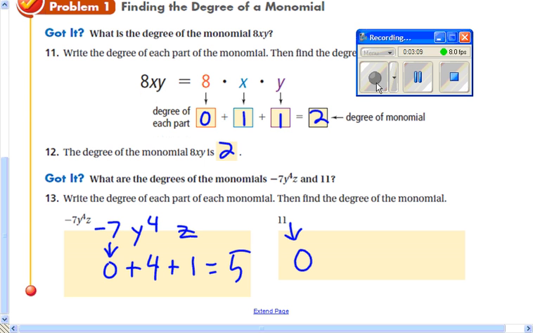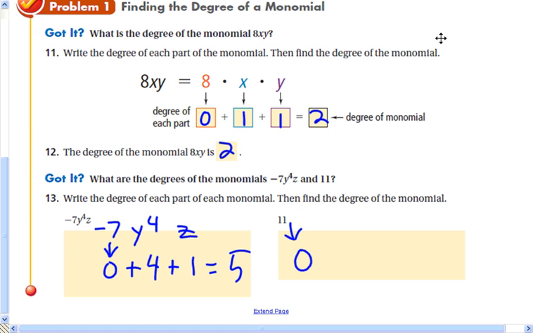All right, here are your answers. Remember that the degree of any non-zero constant is 0. So we use that in this problem, and to know that we're not going to add anything because the expression has a coefficient other than 0.